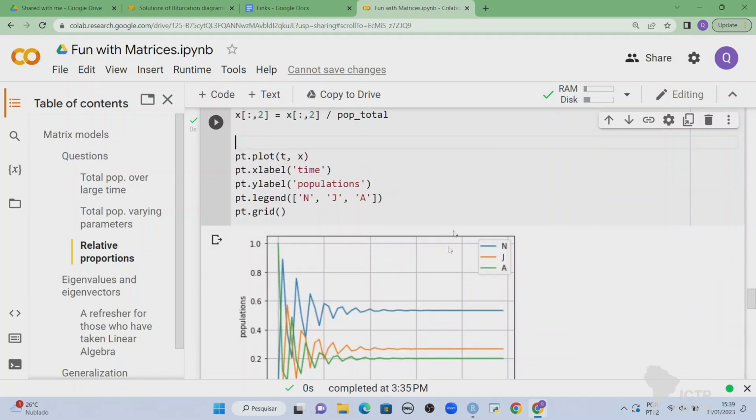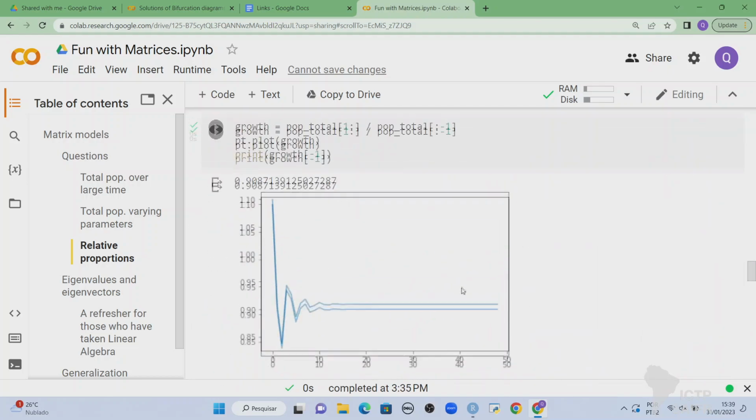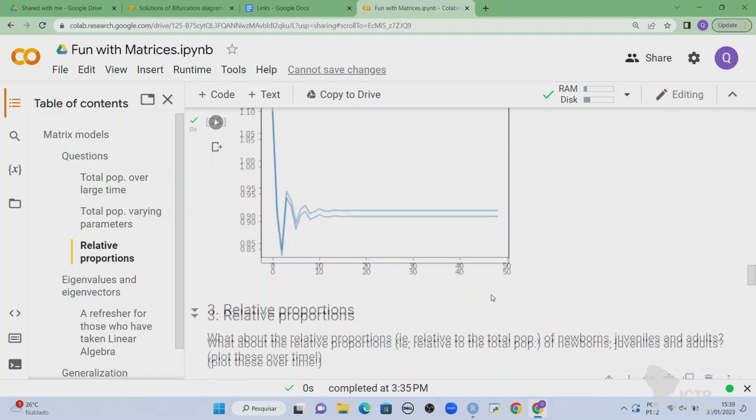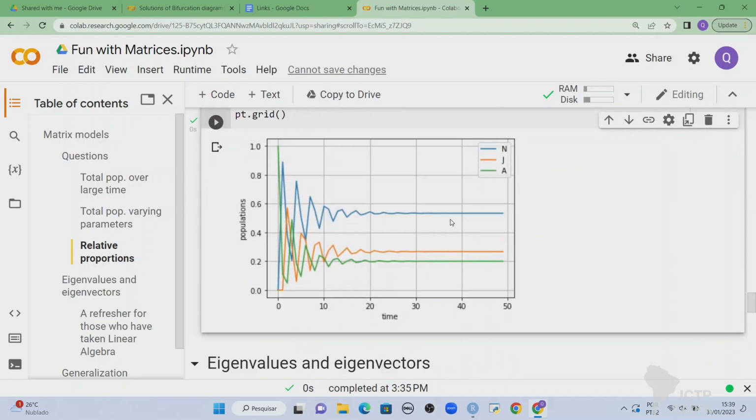So in this example here, the growth rate per generation is the eigenvalue of this matrix, and this stable age distribution here, the proportion of n to j to a, is the eigenvector corresponding to this eigenvalue. So it's the proportion of the population for each age structure that gives you this given growth rate.